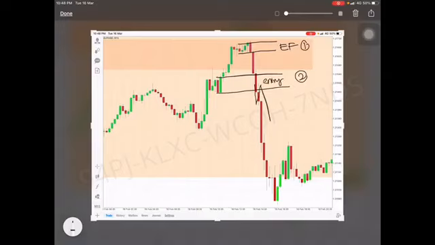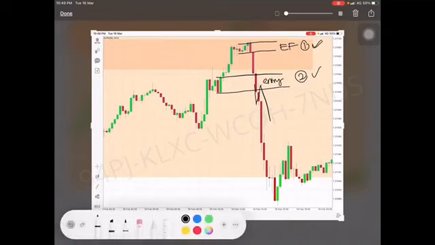Is it clear to you? Until that, we are waiting. So enter zone, one and two. We're only waiting. Usually, if there is one price and one zone and two zone, the price will come back to the nearest one.